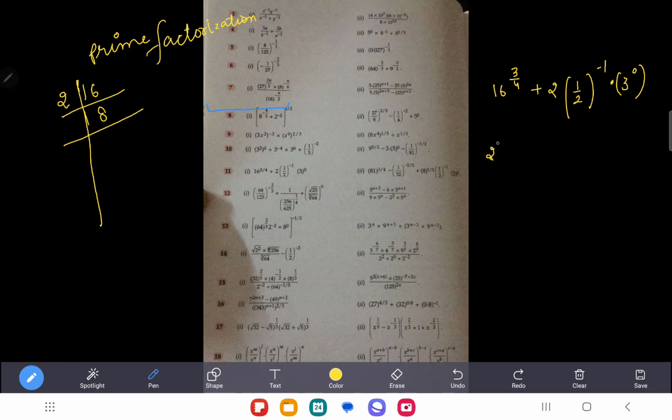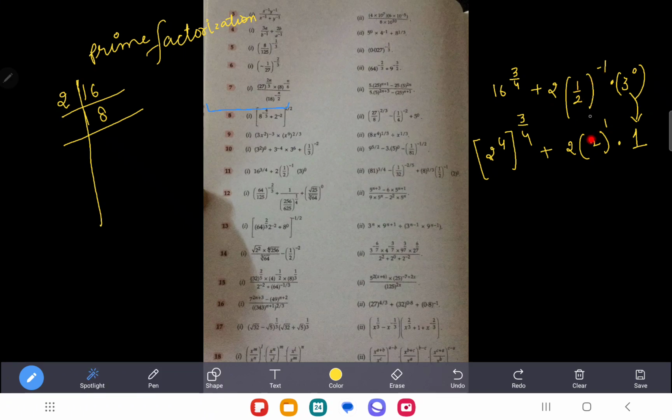Yes. Good job. And 3 over 4, plus 2 into 2 raised to power 1 times 1, because 3 raised to power 0 is 1. And 1 over 2 raised to power minus 1 is also what?